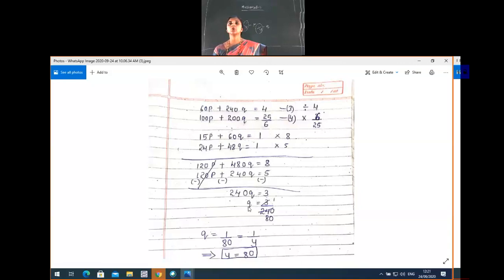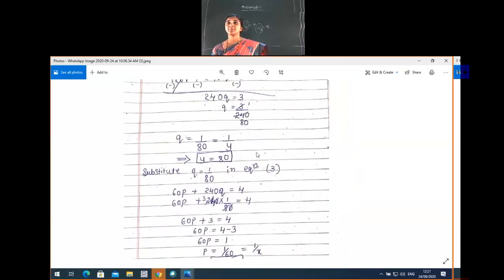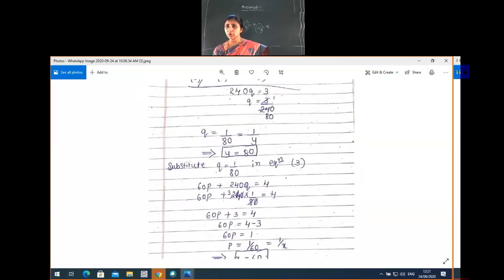Then q is equal to 3 divided by 240. That is, q is equal to 1 by 80. Q you got 1 by 80. So in the beginning you equated q is equal to 1 by y, right? So now you equate this 1 by 80 with that 1 by y, then cross multiply. So y into 1 is y, 80 into 1 is 80, that is y is equal to 80. Now you got the q value.